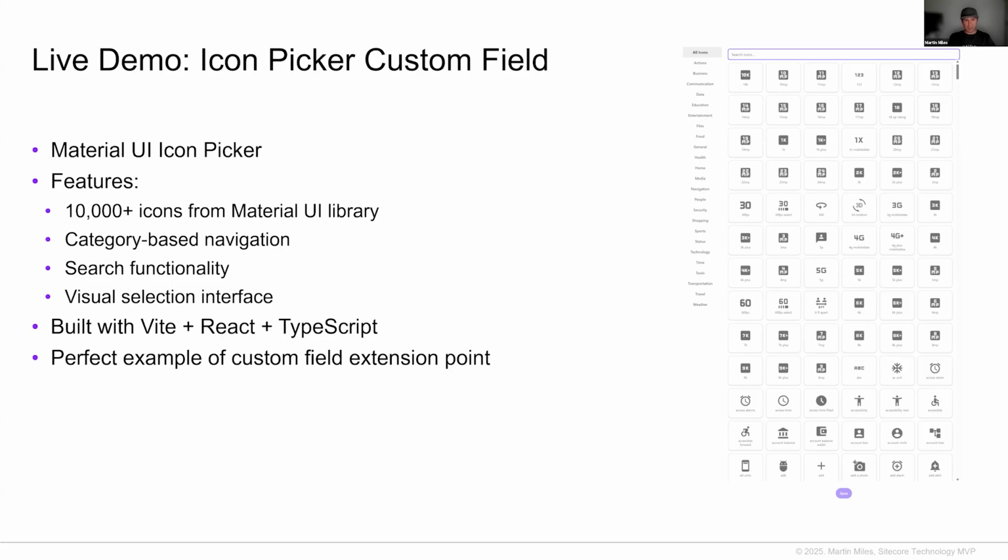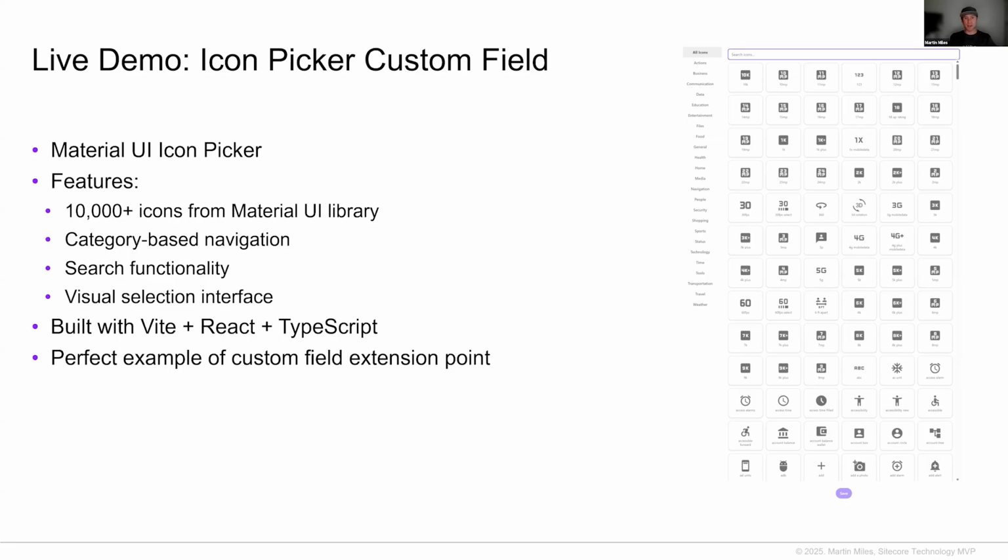picker custom field. You can actually make this app right now yourself. It's open source. It's available on GitHub. And this app solves quite a common problem. How do you let content editors select an icon from a large icon library without having to remember icon names or codes? This icon picker provides a visual interface for browsing and selecting icons.